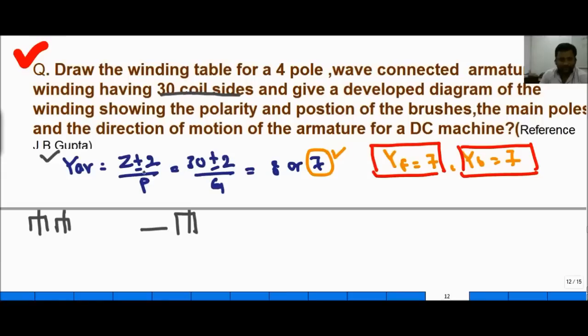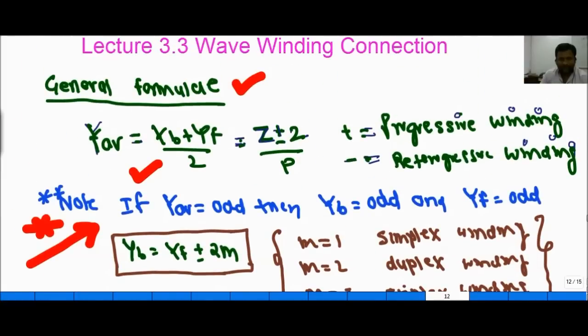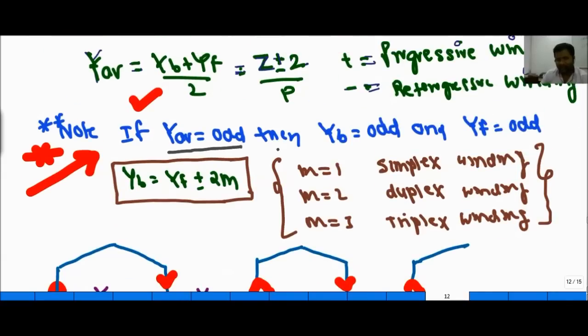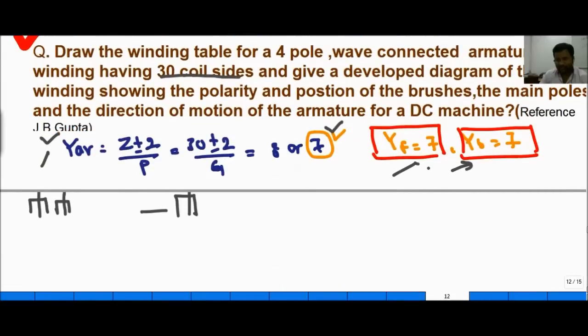Using the formula that we have learned, Y average equals (Z plus or minus 2) by P, where Z is the number of conductors. Since there are 30 coil sides, we are using 30 conductors. This is coil side 1, this is coil side 2, conductor A, conductor A dash. If we take plus, then it is 8; if we take minus, then it is 7. So we are using 7. We have already seen that if Y average is odd, then YB and YF should be odd. So I am taking the odd: this is 7, this is also 7.